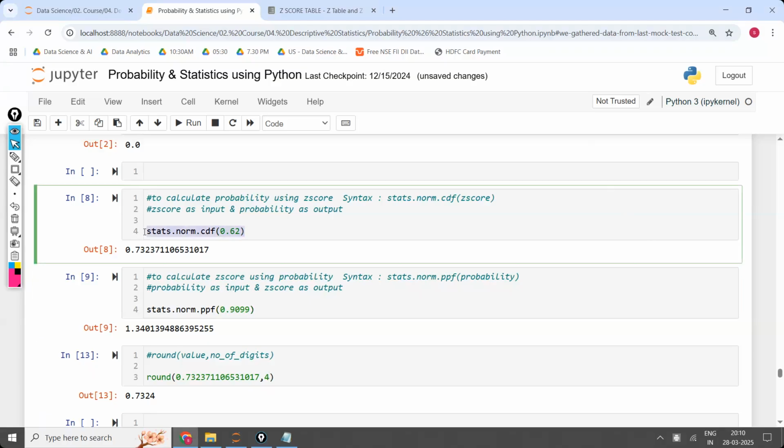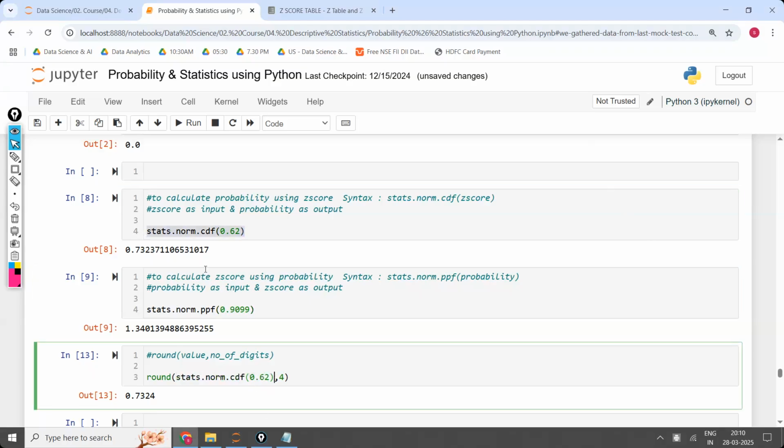So this entire thing, copy, and instead of this value, I'm pasting this one. Basically, this output, first it will calculate the output because the inner bracket will be executed first, followed by which you'll get the 4 digits. Within the function, one more function.